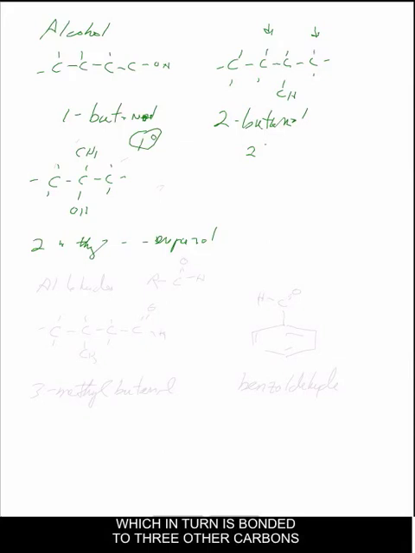a carbon which in turn is bonded to 3 other carbons is also called a tertiary alcohol. And notice here that in the 2-methyl-2-propanol, the OH is bonded to a carbon which in turn is bonded to 3 other carbons, 1, 2, and 3.